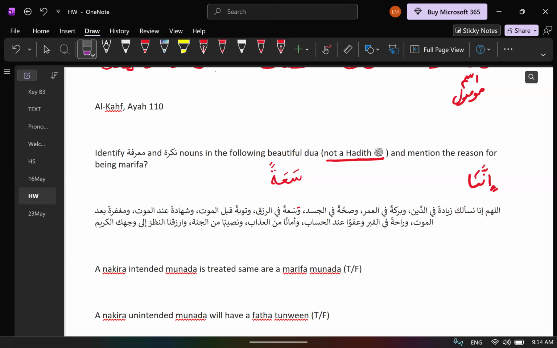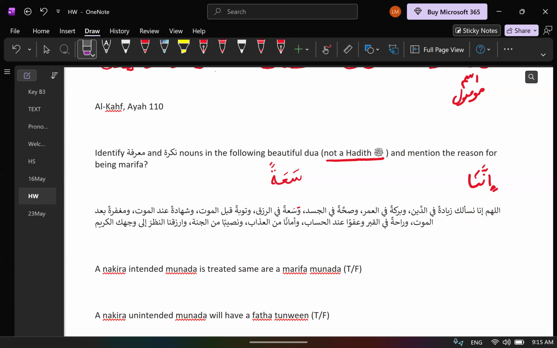Not the analysis, we just try the translation. Surely we, nas'aluka, we ask you ziyadatan fi dini, increase in deen, religion. Wa barakatan fil umri, and blessings in life. Wasihatun is sihatun, health, in jasad, in body. And wasa'atan is vastness in risk.